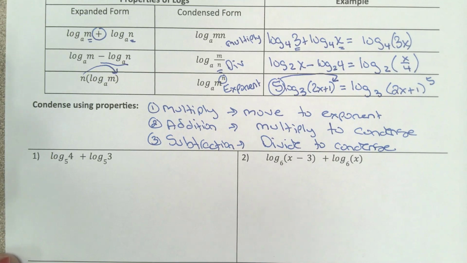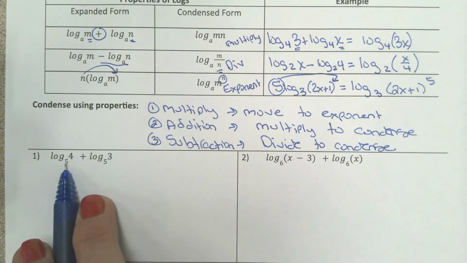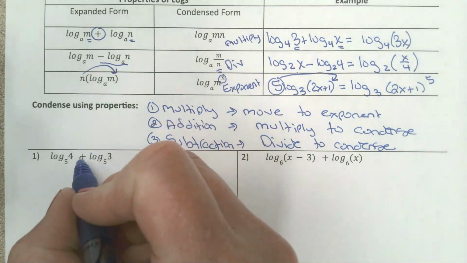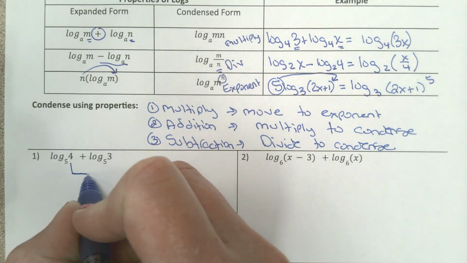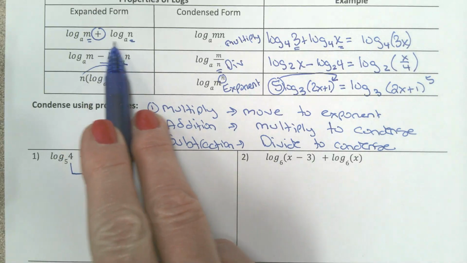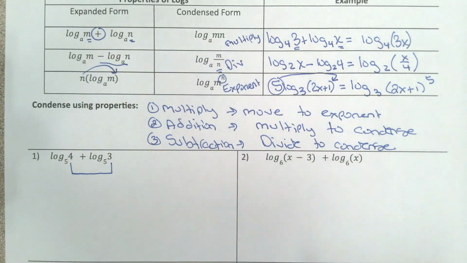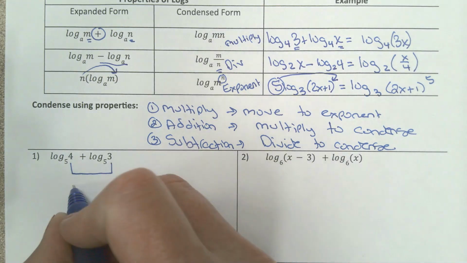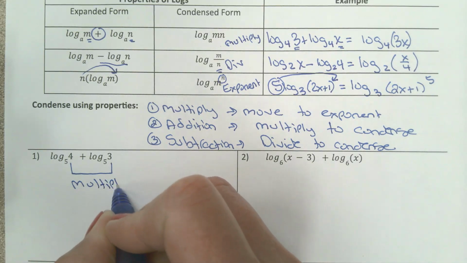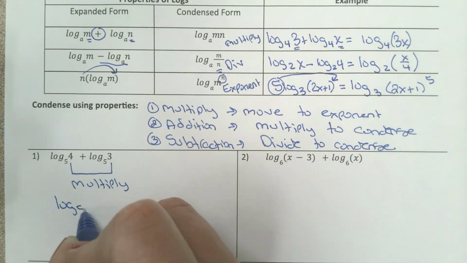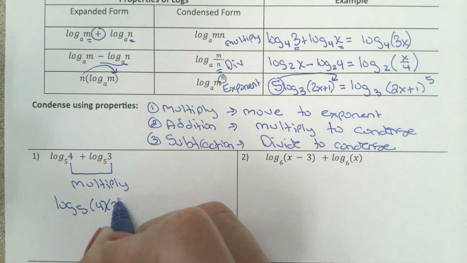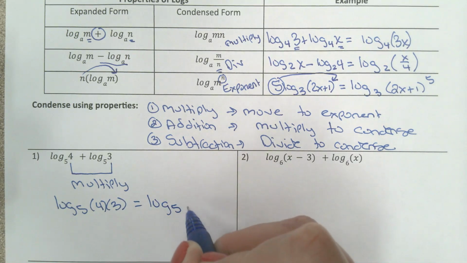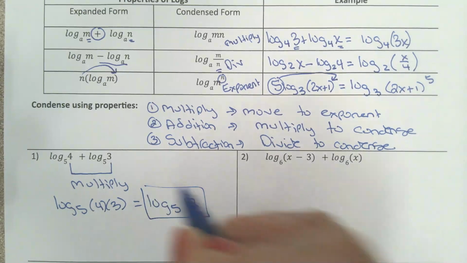All right, so the first one, I have log base 5 of 4 plus log base 5 of 3. I see addition right there. So when I see addition, I condense using multiplication. So it's that 4 and that 3 part that are going to get multiplied. So I have log base 5 of 4 times 3. That gives me log base 5 of 12.